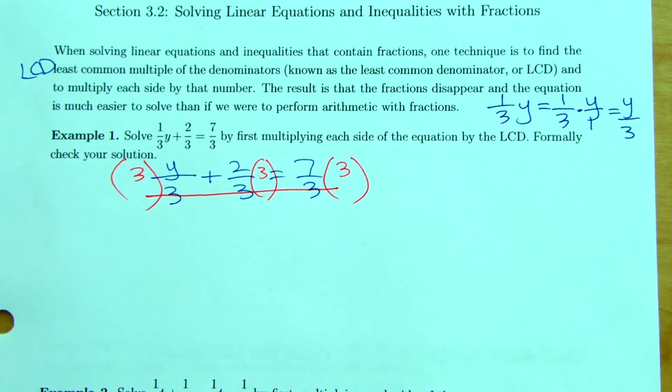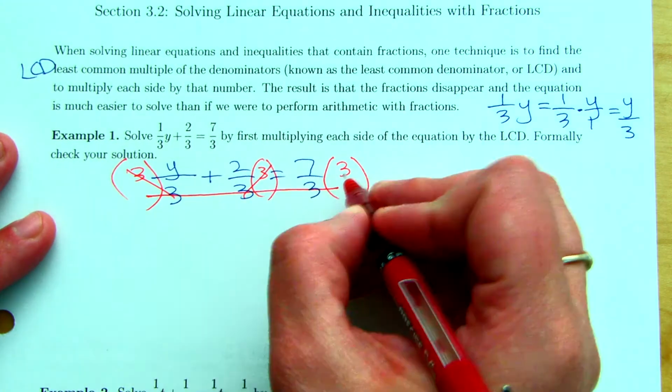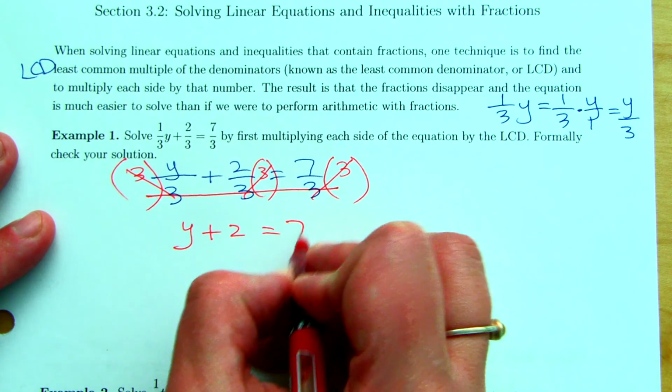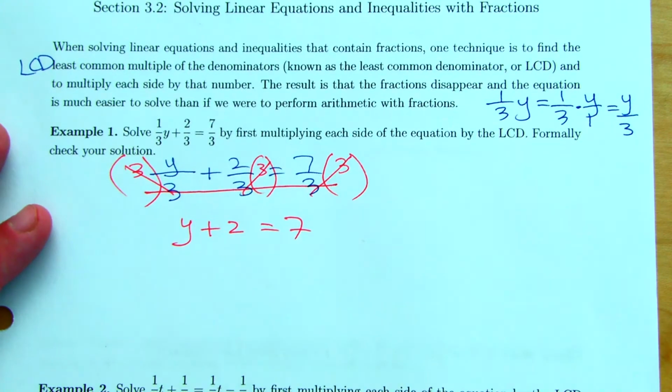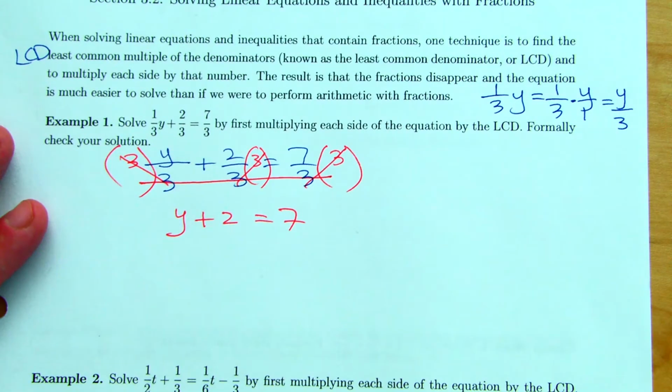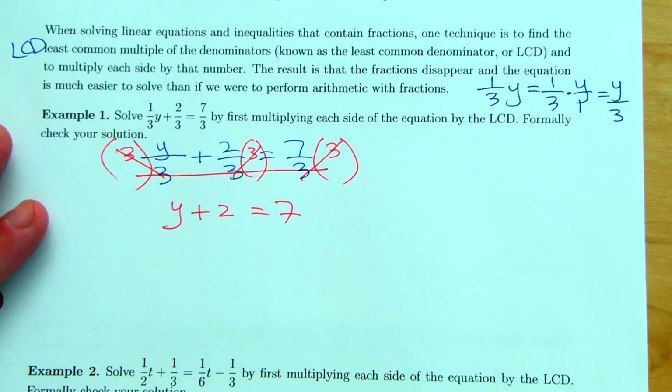Because I can do whatever I want so long as I do the same thing on both sides, correct? Yes? Okay, so then these 3's cancel. 3 divided by 3. So we get y plus 2 equals 7. Is that a much easier problem to solve than the original one? It looks a lot less intimidating to not have those fractions there.